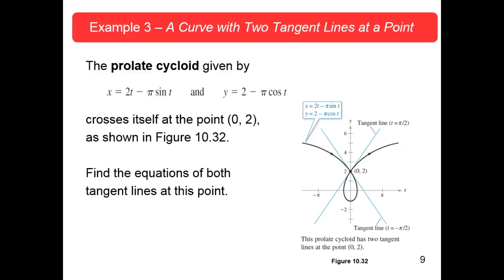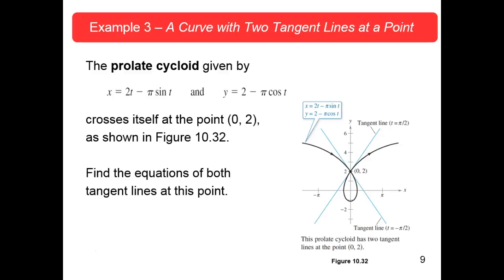Here is the problem, okay? Here is a prolate cycloid, given by these parametric equations. x is equal to 2t minus pi sine t, and y is equal to 2 minus pi cosine t. Okay? Now, this is a portion of the graph. It doesn't give any limits on t here. But as t is coming in, it does this, and back out again.